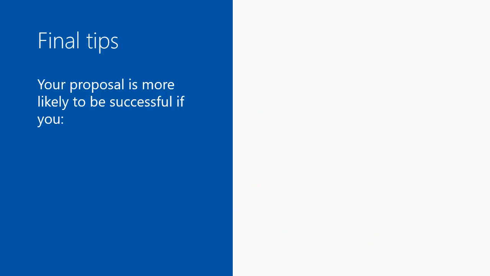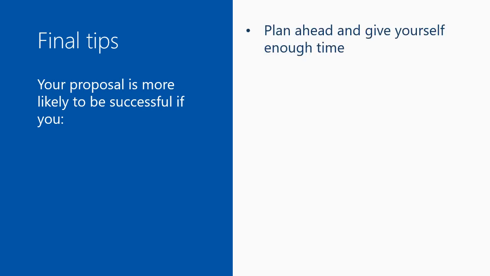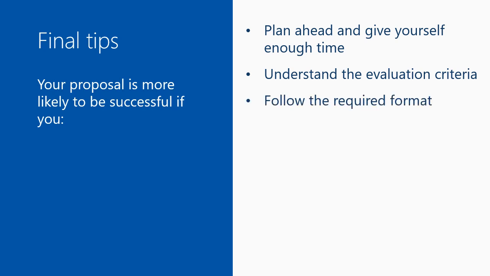Let's look at a few final tips that can help you write a more effective proposal. First, make sure you give yourself enough time. Plan at least a few days to write and edit your proposal. Next, while working on your proposal, pay special attention to the evaluation criteria. Don't just copy and paste your marketing language into your proposal. Instead, your submission should clearly show how you will address the specific needs outlined in the request for proposals.